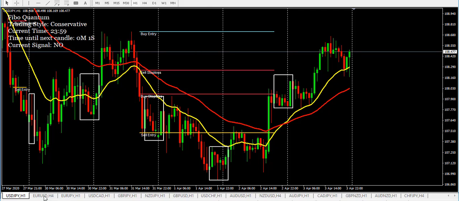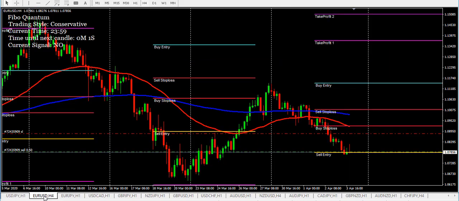Okay, I just want to show you some things here, and then I'm going to talk about some of the rules as well. So this is EU. EU right now is currently in a downtrend, right? Price is below the 200-day, which is the blue line, and the 50-day, which is the red line, is also below the 200-day.